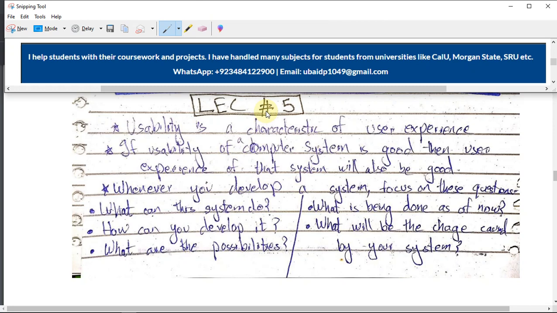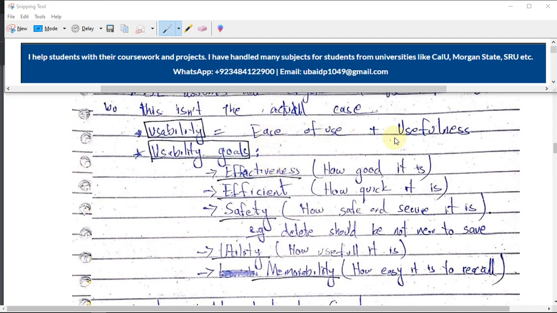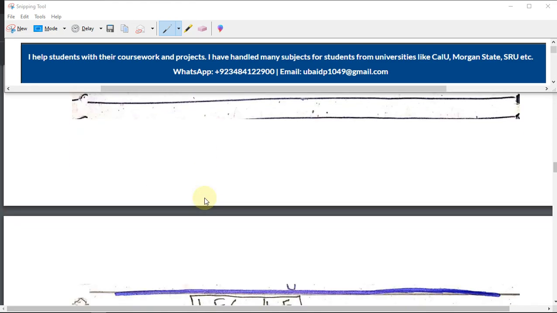So we are learning about human computer interaction, and usability is the topic for now. Usability is a characteristic of user experience. As we know, all computer based systems have a UI integrated in them, so there will be an experience for the user in every piece of software, right? And usability, as we recall from lecture 4, is ease of use plus usefulness. These are the two main things you are going to focus on in the usability of a system.